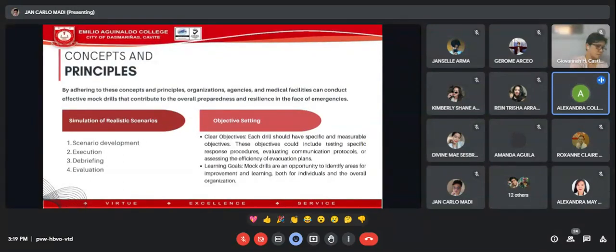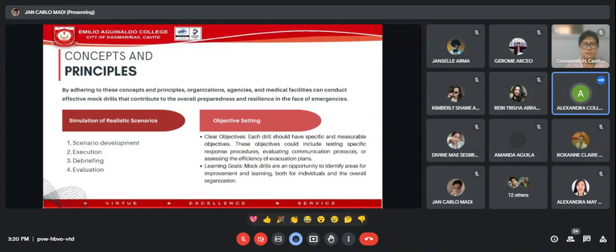So for execution, ito naman yung pag-execute ng actual na mock drill. So ito yung where yung mga tao, may fina-follow silang emergency procedures and nagre-respond sila sa scenario na binigay sa kanila. And dito rin, nag-a-activate yung mga tinatawag nating response teams, yung mga communication procedures, yung mga evacuation processes natin, at saka yung other plans na ginagawa natin kapag merong emergency response.